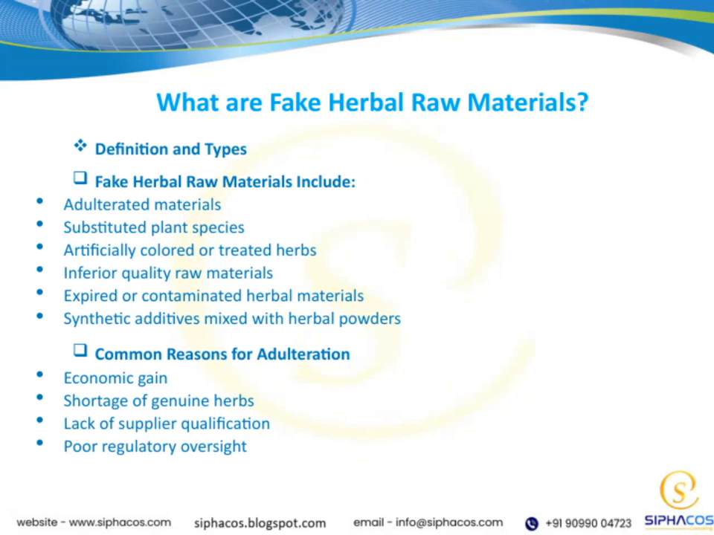Let's talk about what fake herbal raw materials are. Essentially, these are materials that are not genuine or authentic. They can take several forms. For example, we have adulterated materials, which means the original herb has been mixed with cheaper or harmful substances. Then there's the issue of substituted plant species, where a different, often less effective or even harmful plant is sold as the genuine herb. We also see herbs that have been artificially colored or treated to appear more appealing, but this can compromise their quality and safety.